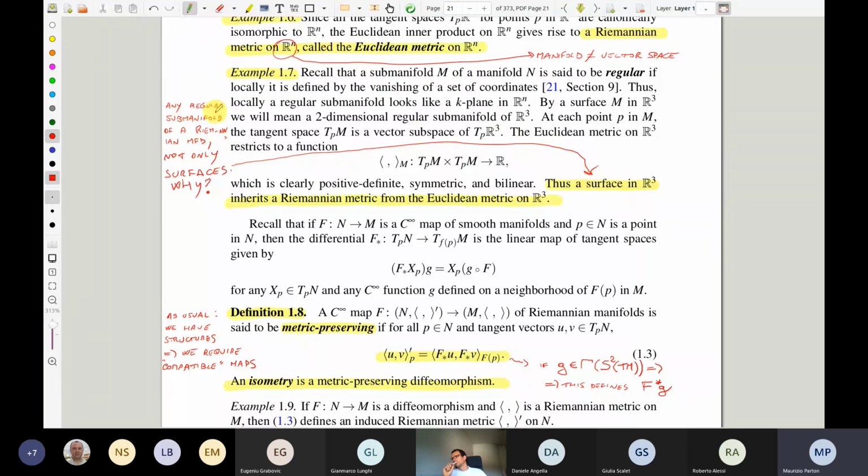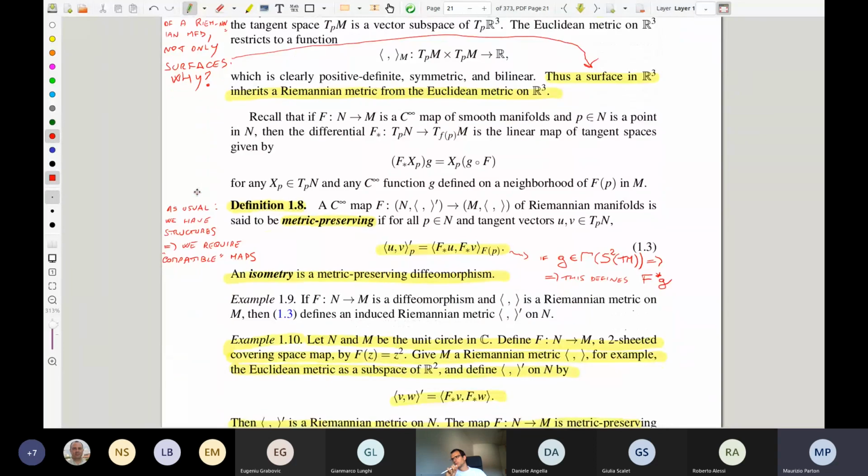And not only a surface in R3, but any regular submanifold in a Riemannian manifold. Why? Not only surfaces, because for the same reason. If we have a scalar product on the bigger space, on the ambient space, this scalar product gives a scalar product on the submanifold. Very, very good.